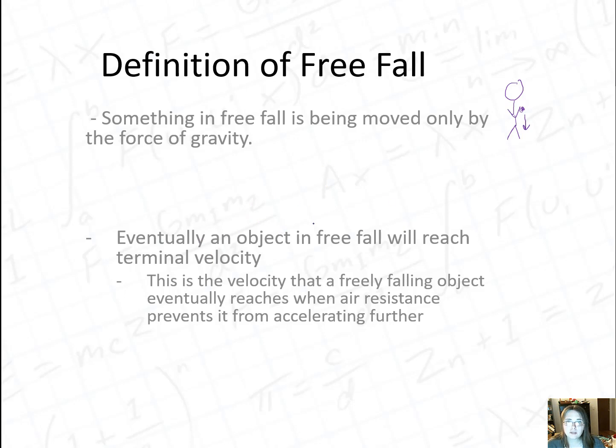Eventually, an object in free fall will reach terminal velocity. Depends on how long it's in the air. Sometimes it doesn't actually get a chance to reach terminal velocity. But what it means to reach terminal velocity is if something that is in free fall reaches a constant velocity and it quits accelerating, that's because air resistance has kept it from accelerating anymore. We won't deal with terminal velocity all the time, but it is a term you need to know.